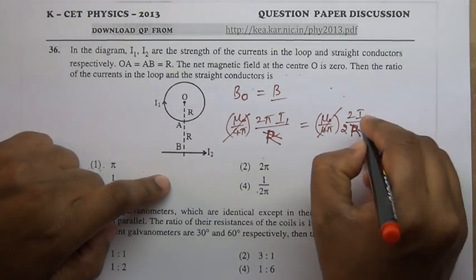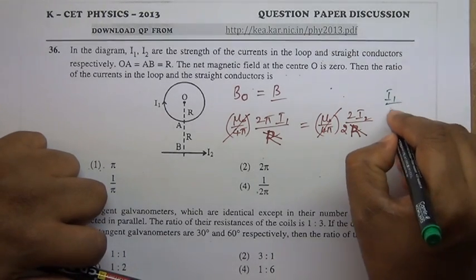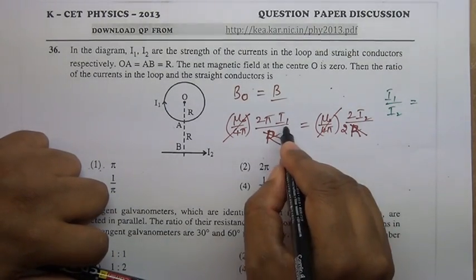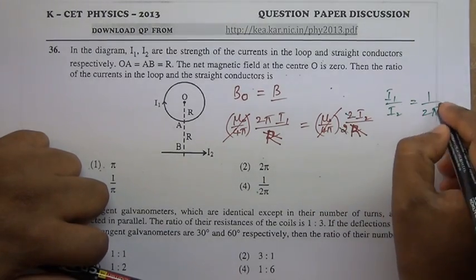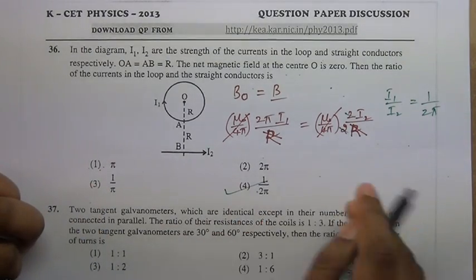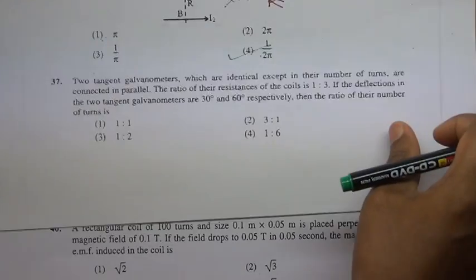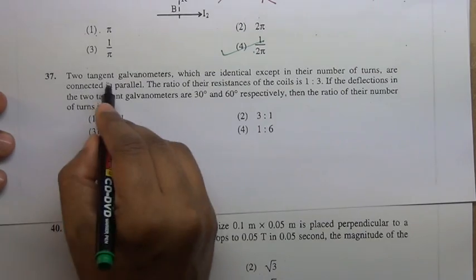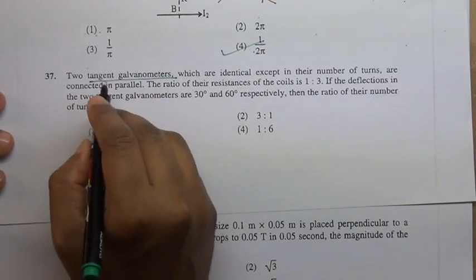This is I1, I2. Therefore, I1 by I2 equals, 2 cancels, 1 by 2 pi, 1 by 2 pi. Two tangent galvanometers. Galvanometer is not there in the NCERT syllabus.